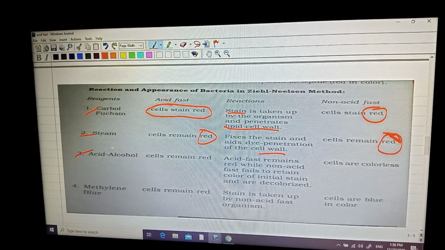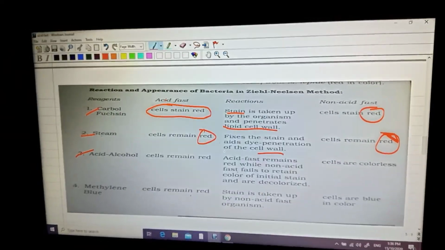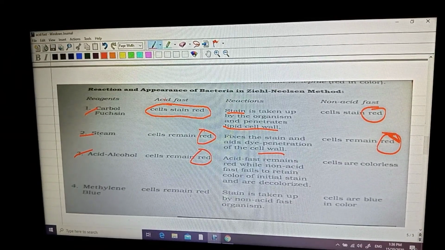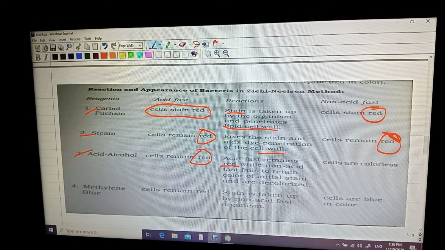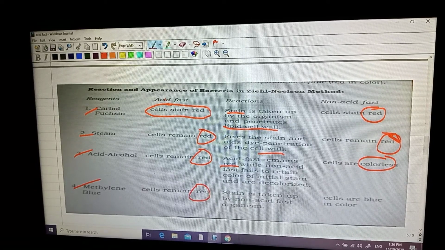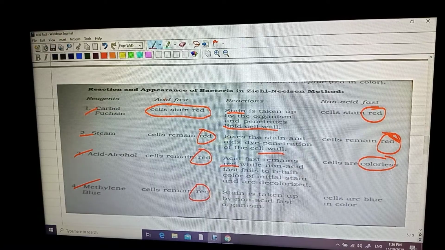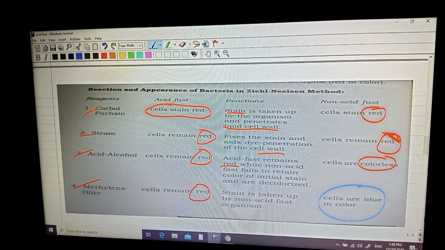Number 3, the acid alcohol. Again, cells remain red for acid-fast, while non-acid-fast fail to retain the color of the initial stain and are decolorized. Cells are what color? Colorless. Then methylene blue: acid-fast cells remain what? Red. What would be the reaction for non-acid-fast? The stain is taken up by the non-acid-fast organism. Cells are what color? Blue in color. So that is about acid-fast staining.